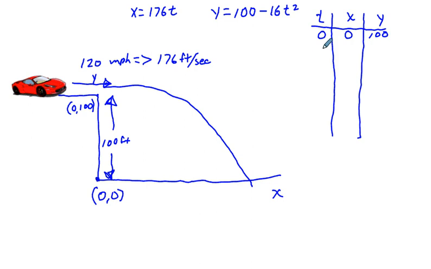Now at t equals 1, after 1 second, how far will we have gone? Well, it's going to be 1 times 176, which is going to be 176. And then y equals 100 minus 16 times 1 squared, which is going to be 84 feet.